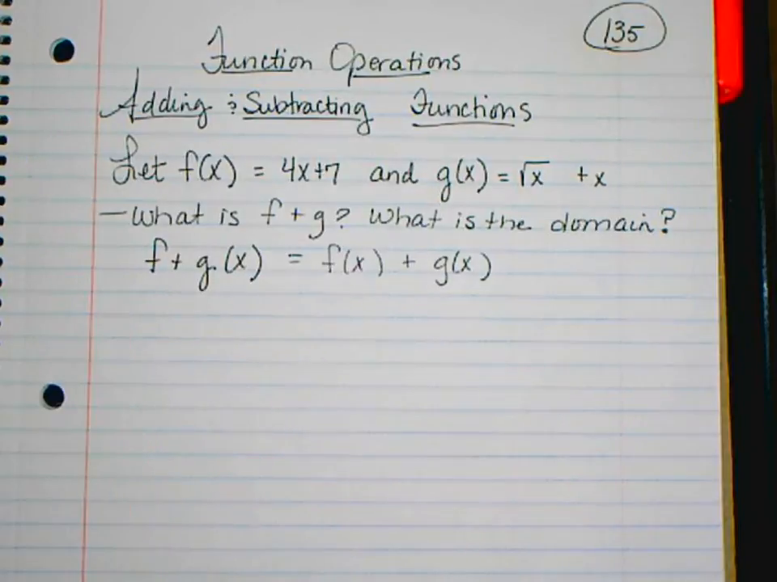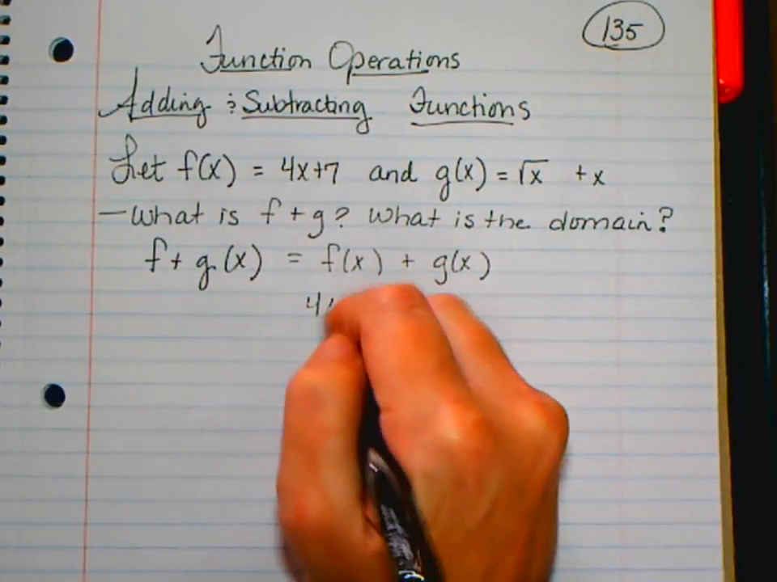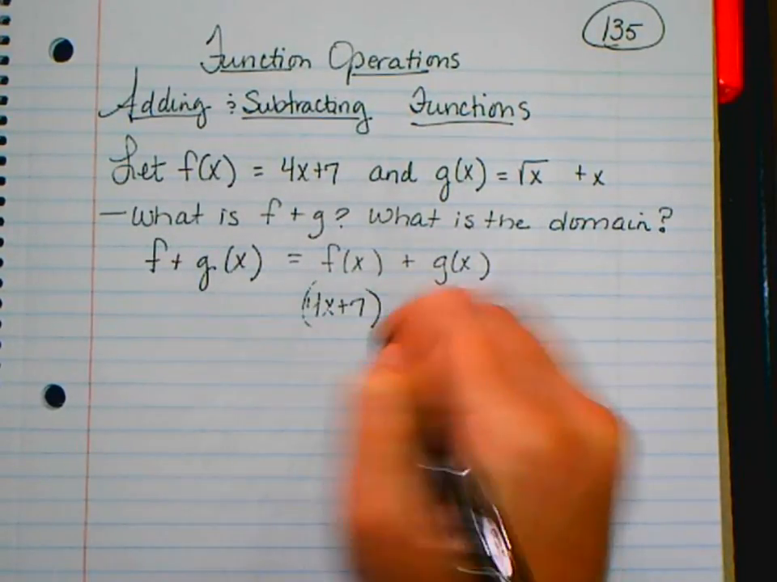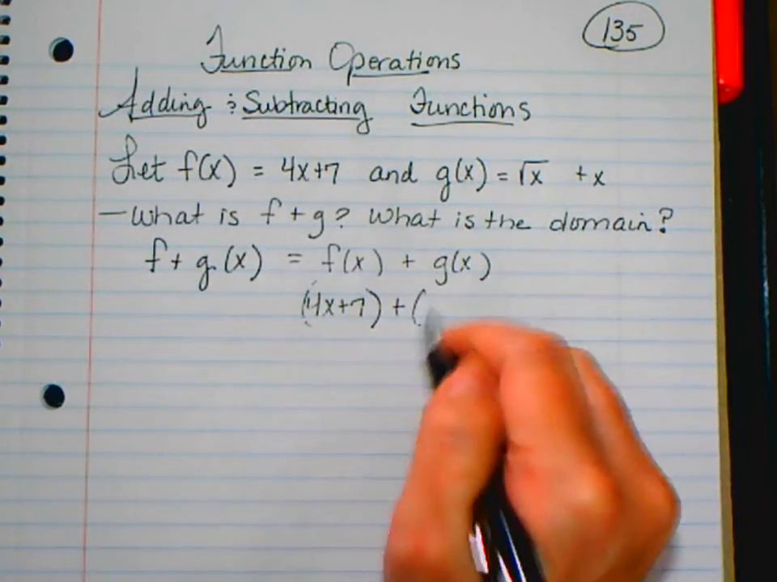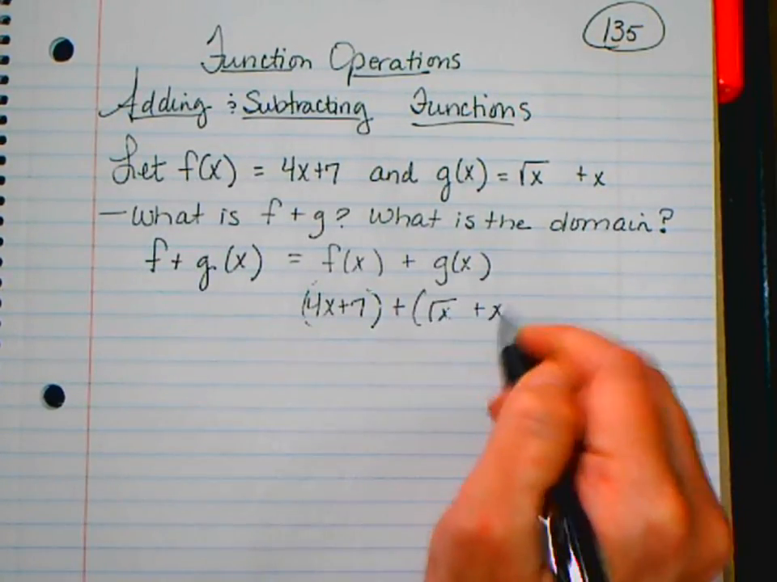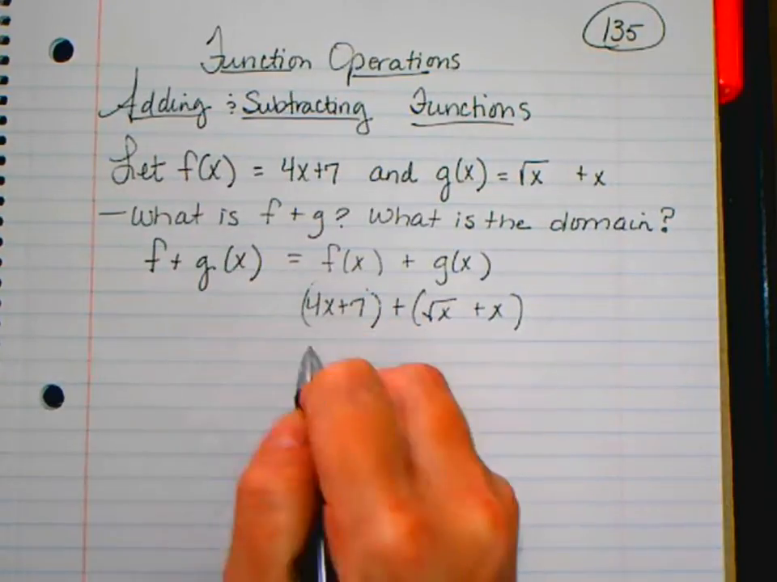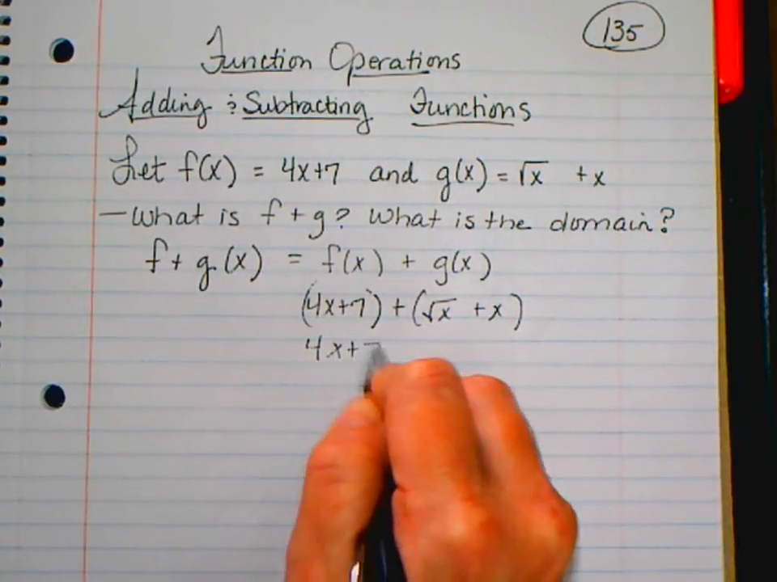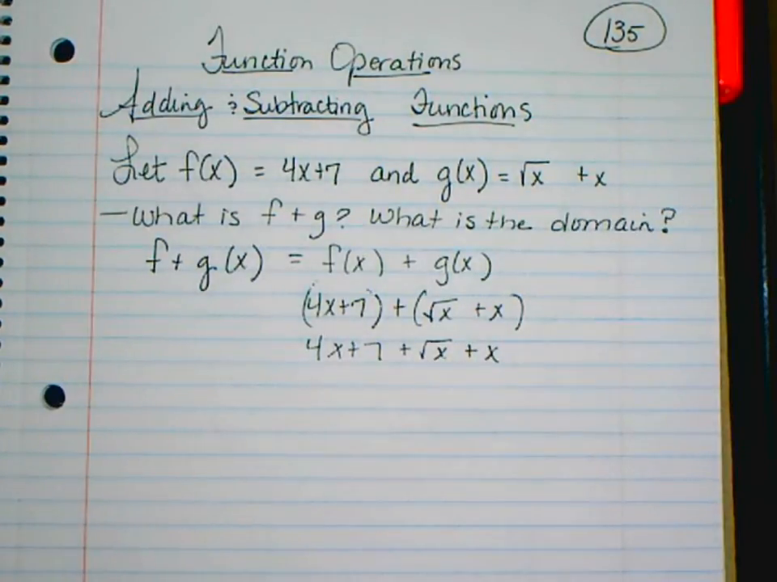So what is function f equal to? 4x plus 7. Plus, what is g of x equal to? Square root of x plus x. Can I just add those together? Yeah. Are the parentheses important in this case? No. So I really don't need them. So I'm just going to rewrite this without the parentheses.